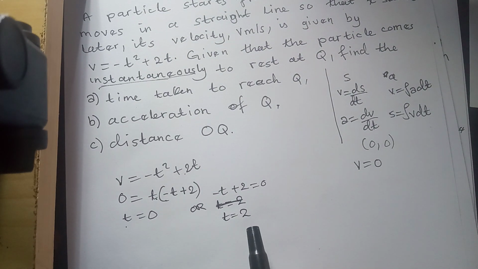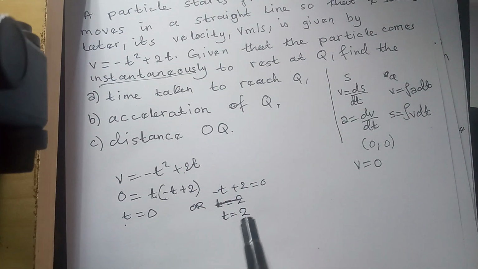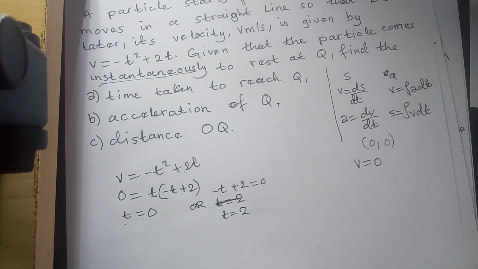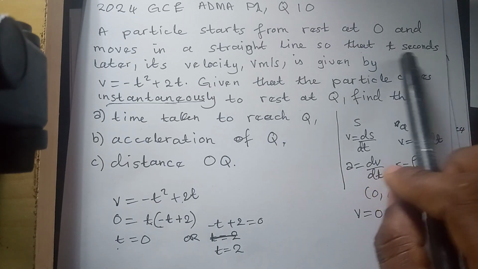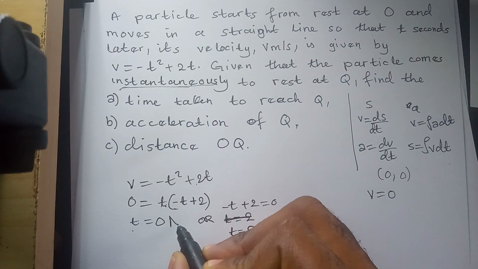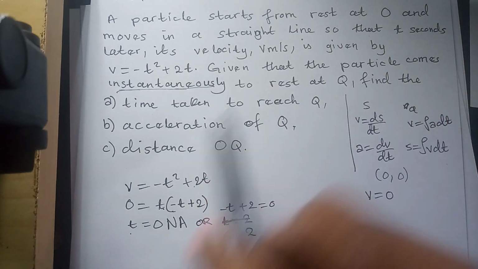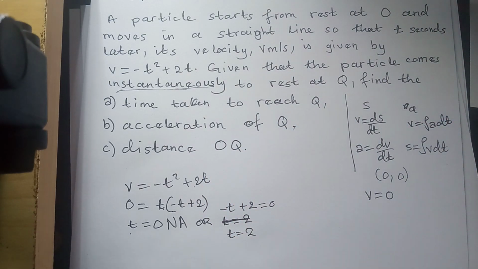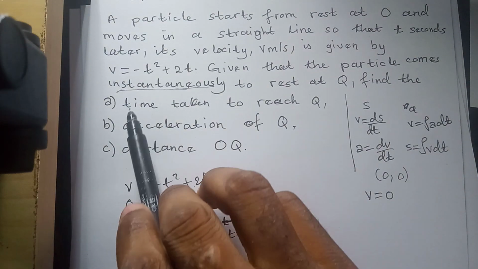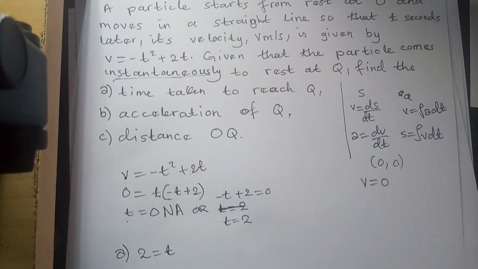I don't think you need the units here because the formula already has them. So t is equal to 2. You're just finding t, not t seconds, because we already know that t is in seconds. Yeah, so t equals 0 will be rejected. Why? Because this is the starting point. Of course, this thing started from rest, so we expect the starting point to be 0. So the answer for part A is t equals 2.